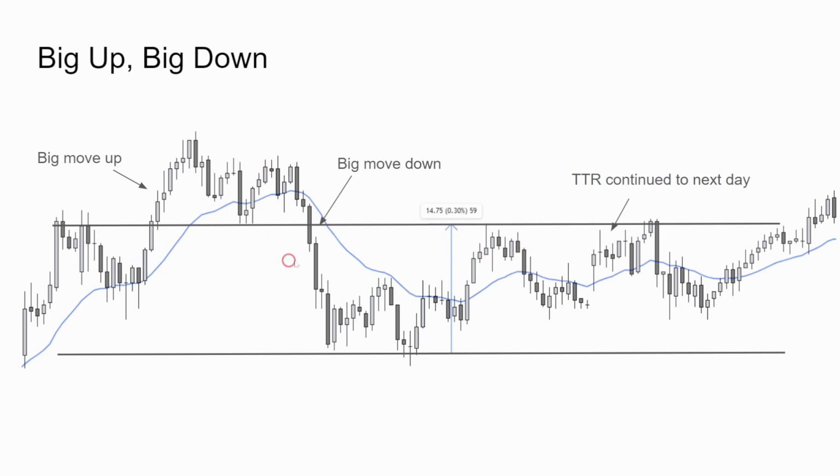This move happened so fast that the tight trading range continued into the next day until the market eventually broke out. Tight trading ranges happen all the time, and even right here we can see after a big move up, the market actually went sideways before it went to another big move down that also went sideways. I'm talking about this sideways price action and then this sideways price action.